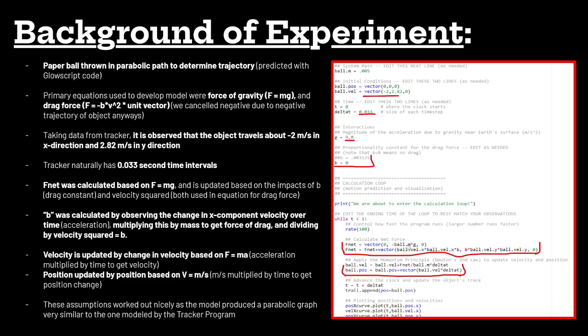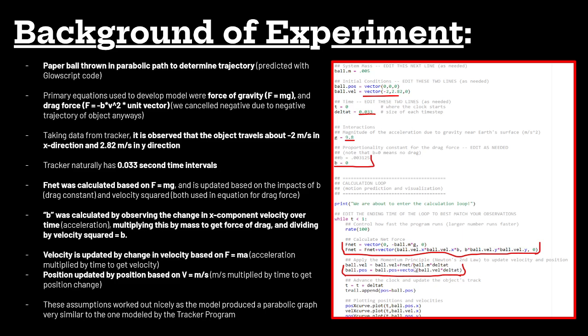Now the net force was calculated just by using F equals mg, negative of course because it's acting down, and this was updated by velocity squared times b, which is the drag equation right here. That b value itself was calculated by observing the change in the x component velocity over time, which is acceleration, multiplying that by the mass of the ball to get the drag force, and then dividing that by velocity squared, because they're right here, to get b.